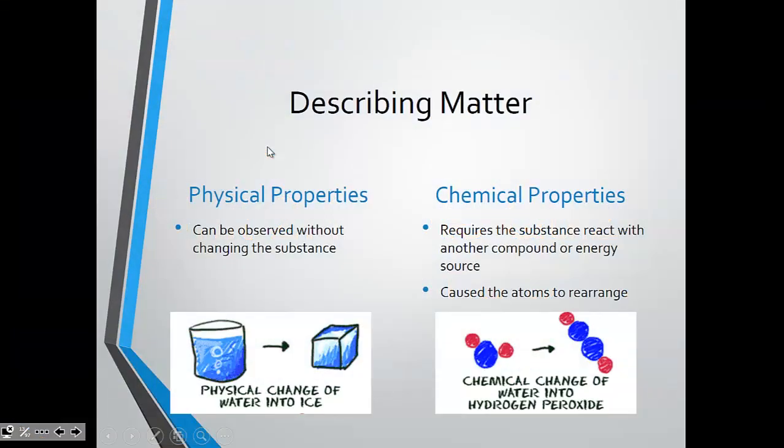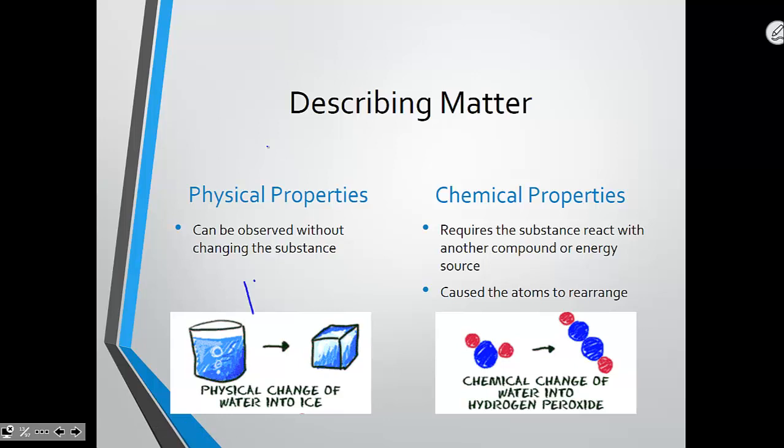Physical properties can be described without changing the substance, while chemical properties require you to change it in some way. So for example, the physical property of state. You start with liquid water, you end with solid water or ice. What you start with and what you end with is the same.